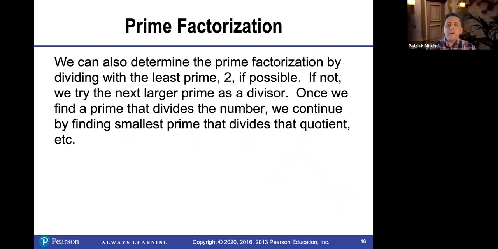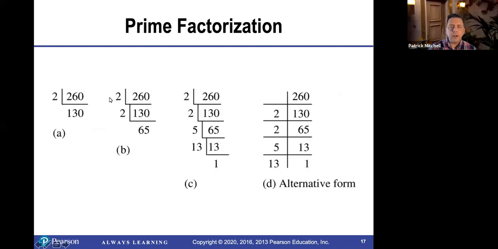We can also determine the prime factorization by dividing with the least prime 2, if possible. If not, we try the next larger prime as a divisor. Once we find a prime that divides the number, we continue by finding the smallest prime that divides that quotient, and we continue until we're all done. I usually do it the way that you just saw, but this is another good way to do it.